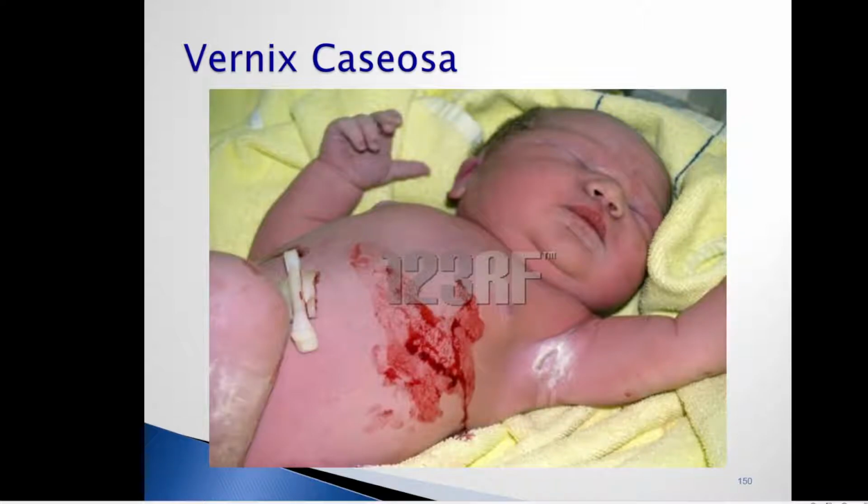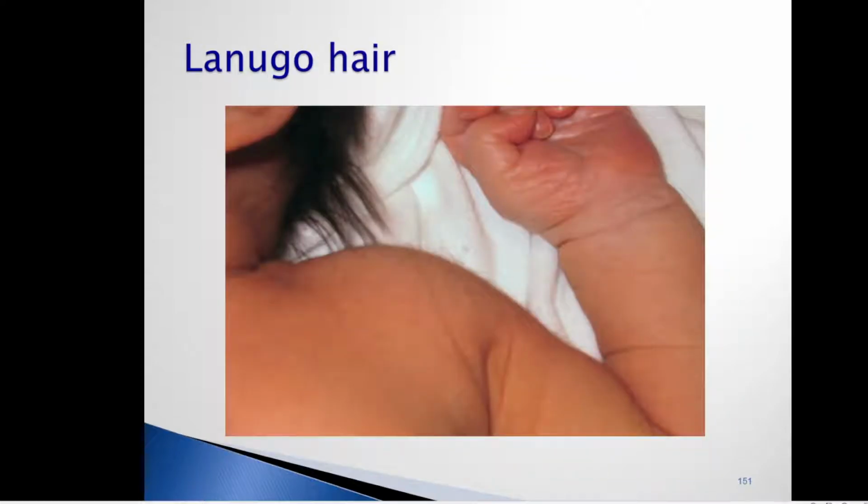In the axilla, in the region of the neck, maybe vernix caseosa. If it's a preterm baby, there is more vernix caseosa. If it's an overterm baby, usually it is absent or the amount of vernix caseosa is less. The newborn has lanugo hair. It's hair on the body, and there is more lanugo in a preterm baby.